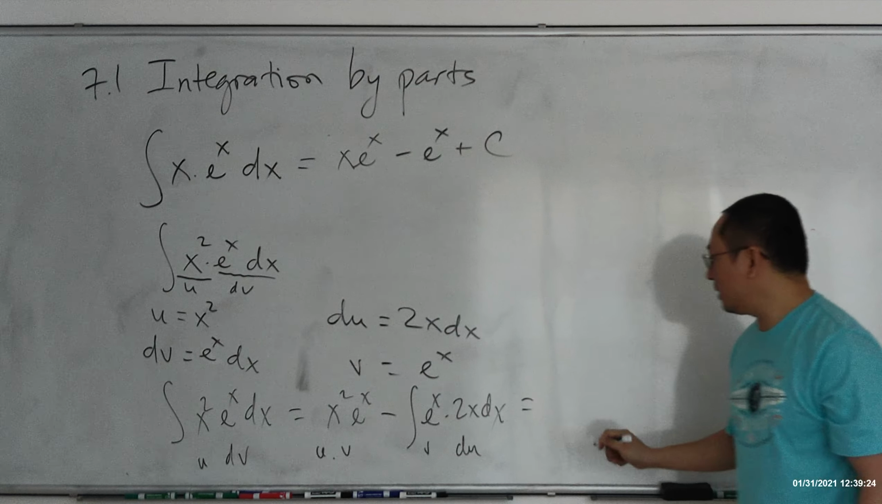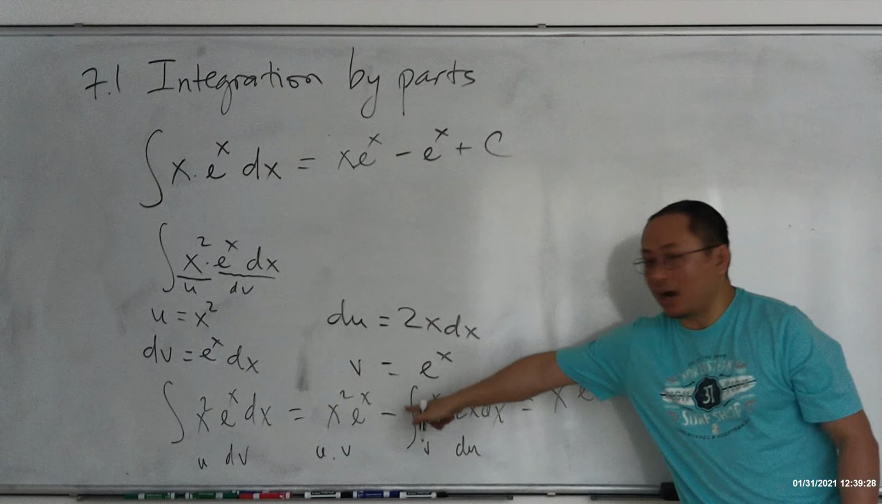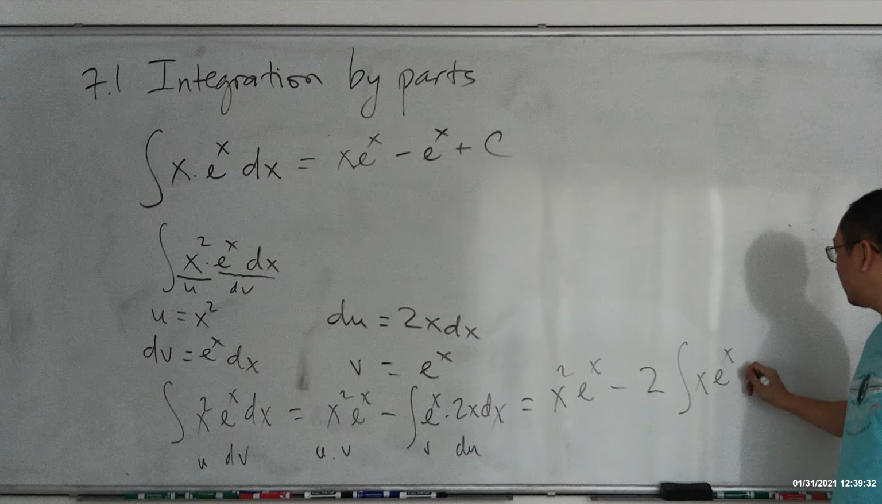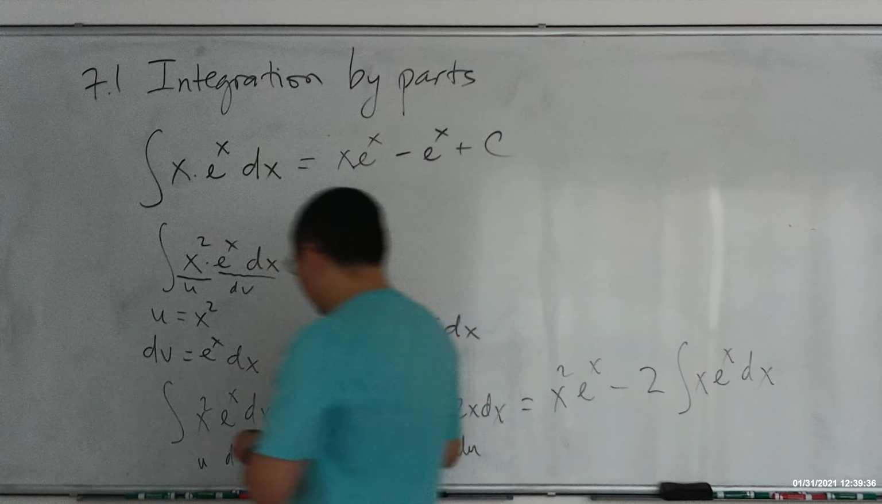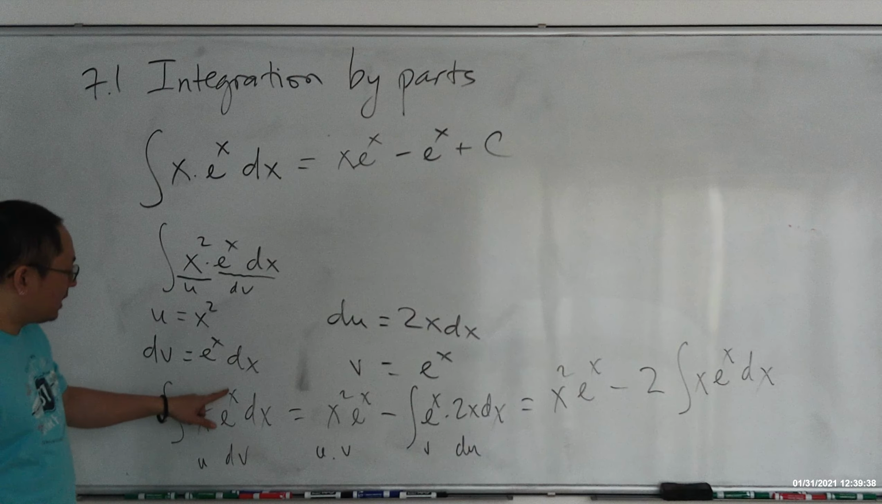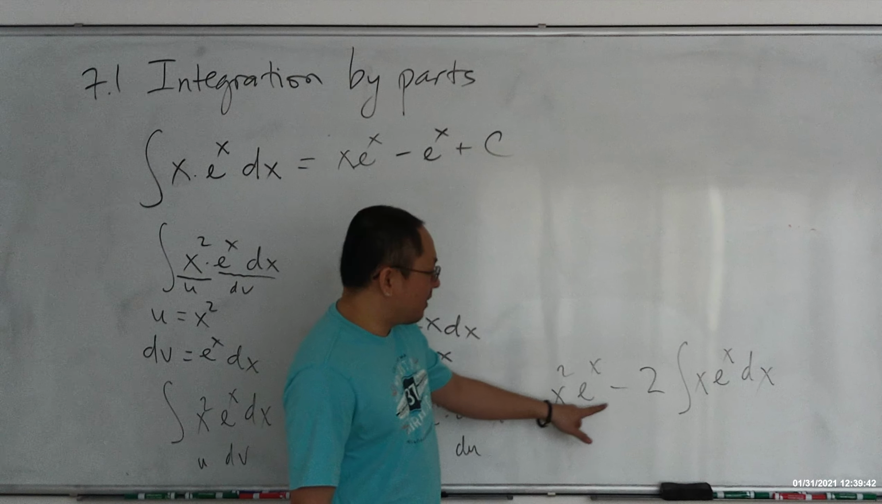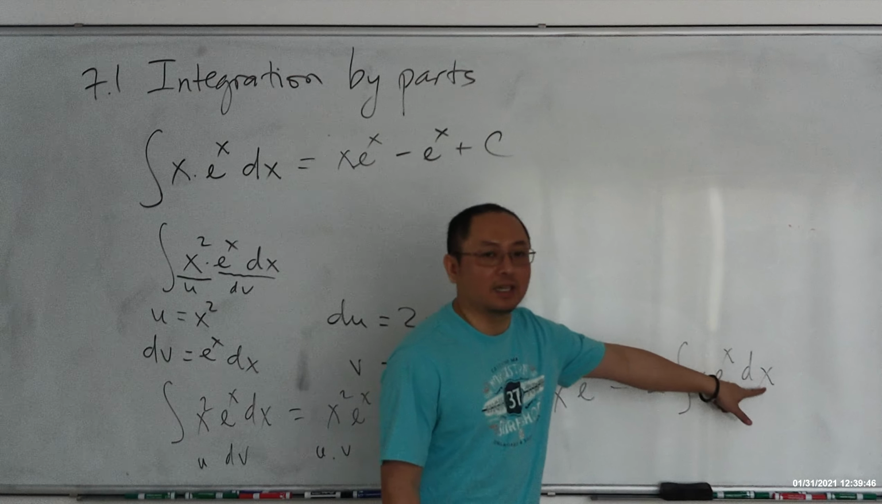I can simplify this a little. This is x squared e to the x minus 2, which is a constant, so I can bring it outside, times the integral of x e to the x dx. So what do we see here? From the integral of x squared e to the x, we bring it down to x squared e to the x minus 2 times the integral of just a single x, no more square, e to the x dx.